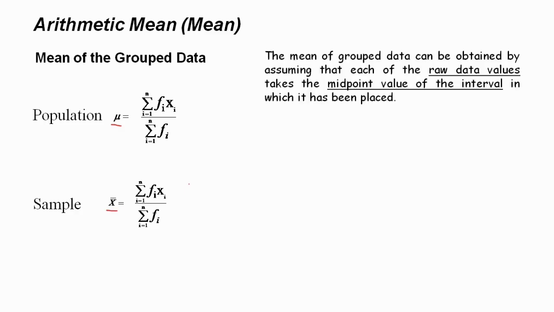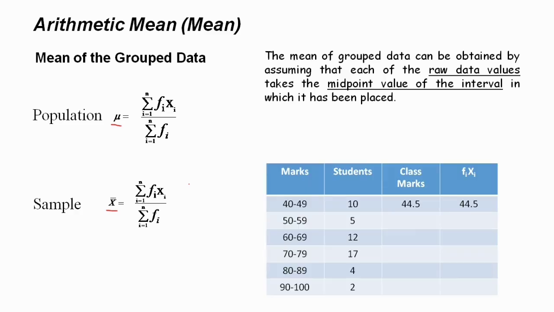The mean of the grouped data can be obtained by assuming that each of the raw data values takes the midpoint value of the interval in which it has been placed. Let's see this with an example. What is the meaning of this? In this formula, f is nothing but the frequency, and x is nothing but your data points. The value of x is the midpoint value. We have to calculate the midpoint value for the interval data.